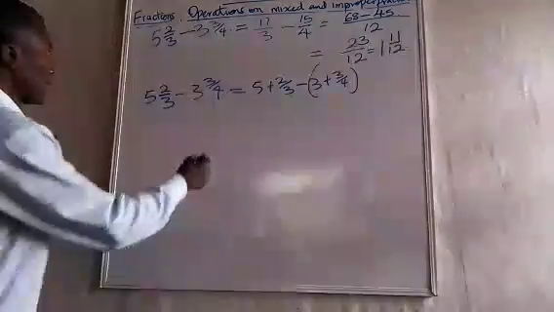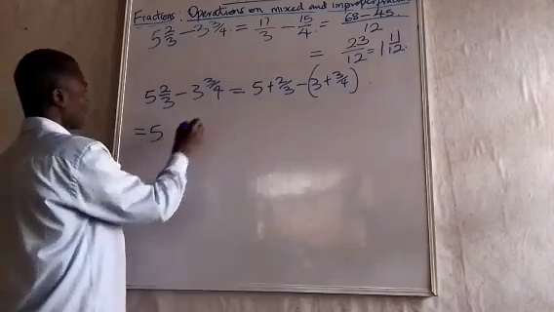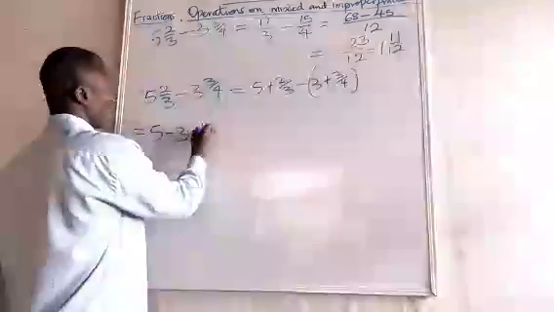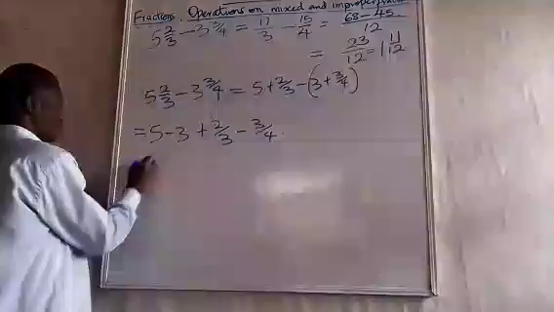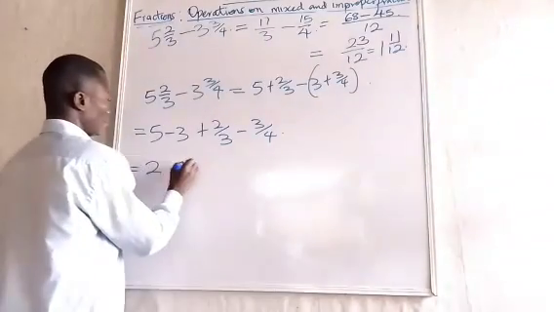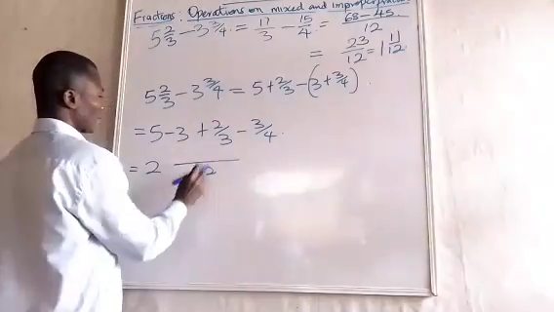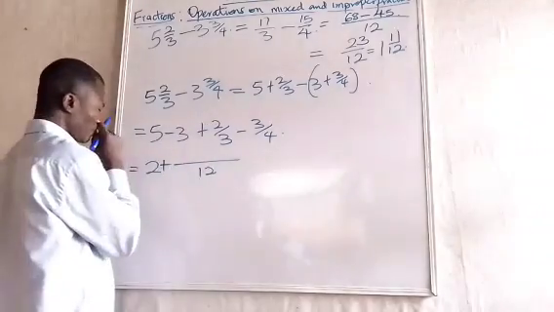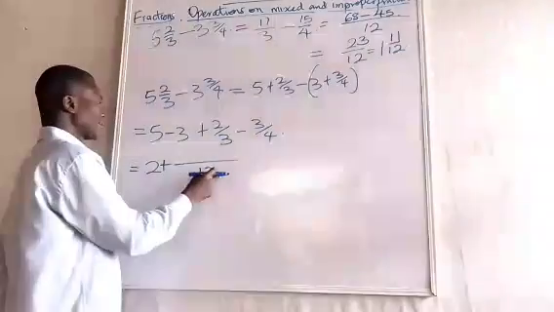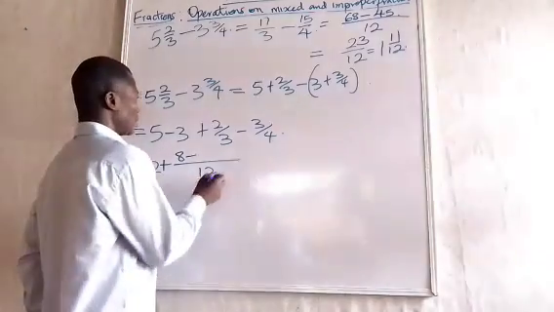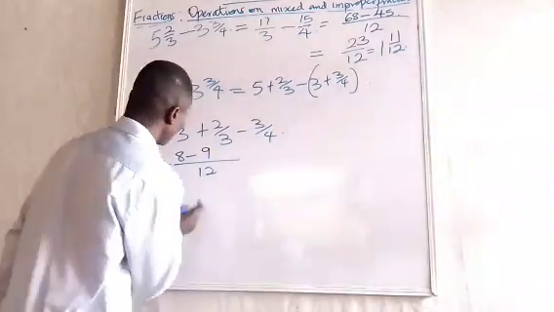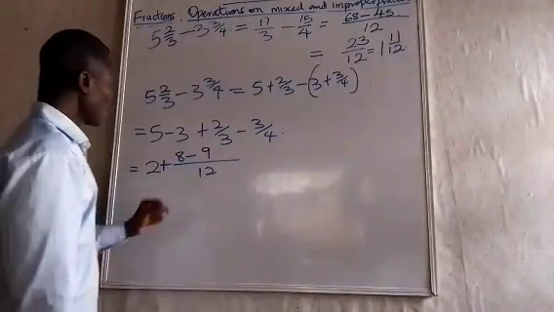Thank you. Here, we have 5 minus 3 plus 2 over 3 minus 3 over 4. So what does that give us? It gives us 2. Let's go straight to LCM. 12. 3 and 12, 4. 4 times 2, 8. 4 in 12, 3. 3 times 3, 9. So you see, what does that give me?